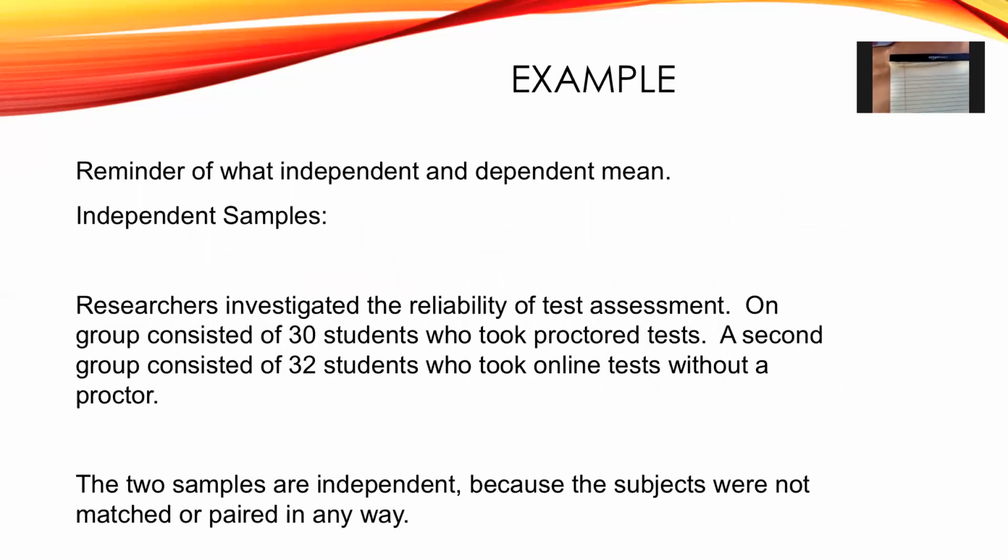A reminder of what independent and dependent means. So here's a couple of examples. For example, researchers investigate the reliability of a test assessment on a group consisting of 30 students who took proctored tests, and a second group consisting of 32 students who took online tests without a proctor. The two samples are independent because the subjects were not matched or paired in any way. And we're going to assume that those 30 students are different than the 32 students in the other grouping.